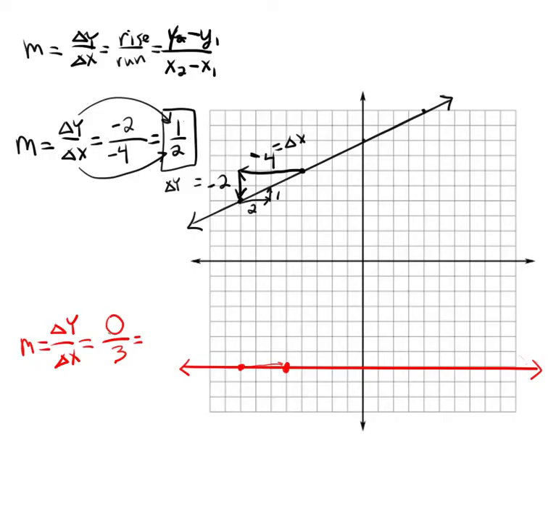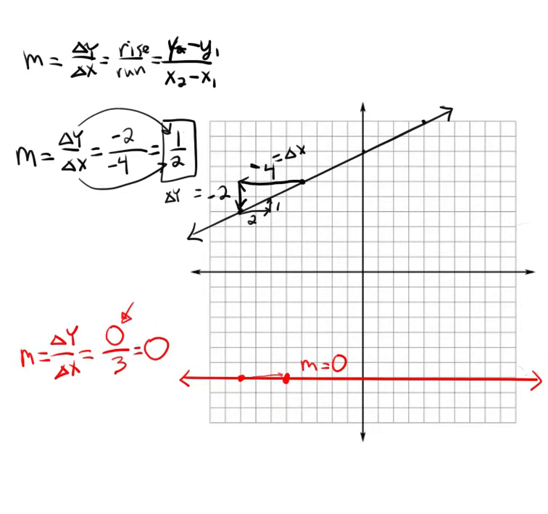I can simplify this. You always simplify your fractions. 0 divided by any number is 0. So the slope of this horizontal line is m equals 0, a 0 slope, because that change in y going up and down has a 0 in the numerator. That 0 is in the change in y, in the numerator, and that's very important.